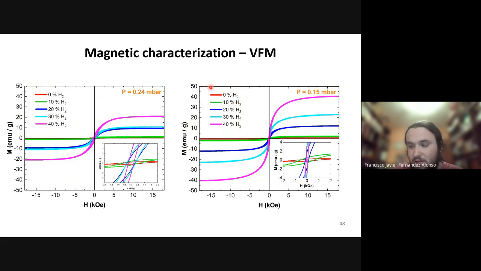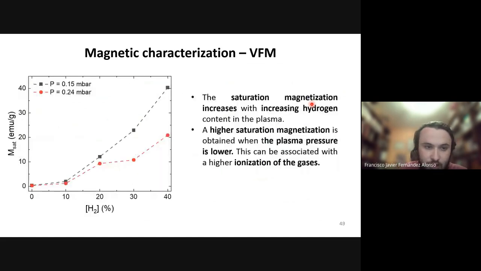And we see, as expected, that by increasing the hydrogen concentration, we can increase the saturation magnetization of the nanoparticles, obtaining for 40% of hydrogen at 0.15 millibars about 40 emu per gram, as we can see here.